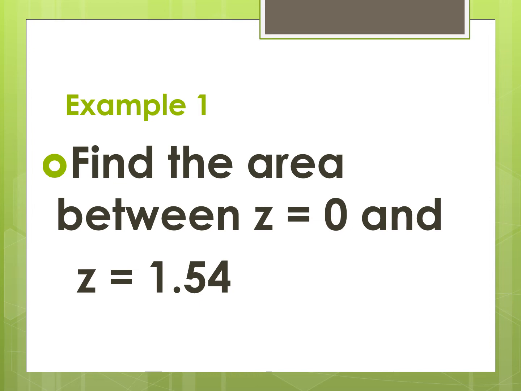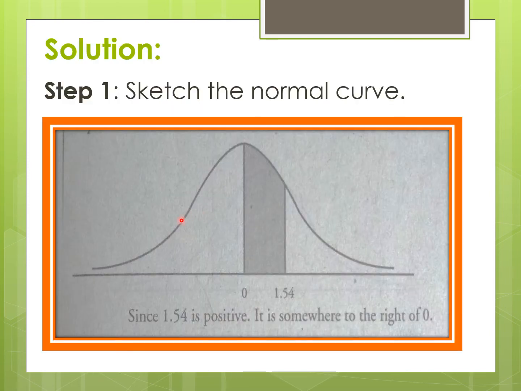Let's have some examples. Let's have example number 1. Find the area between z is equal to 0 and z is equal to 1.54. Z stands for the z-scores. So paano natin malalaman yung area between 0 and 1.54? So for the solution, the first thing to do is to sketch the normal curve. Okay. So mag-draw tayo ng horizontal line and then sketch a normal curve. As you can see, yung legs ng normal curve natin hindi nagtatouch sa ating horizontal line. Kasi nga, asymptotic siya. Okay. And then, since 1.54 is positive, it is somewhere to the right of 0. Ayan. Since positive si 1.54, nasa right siya ng 0.